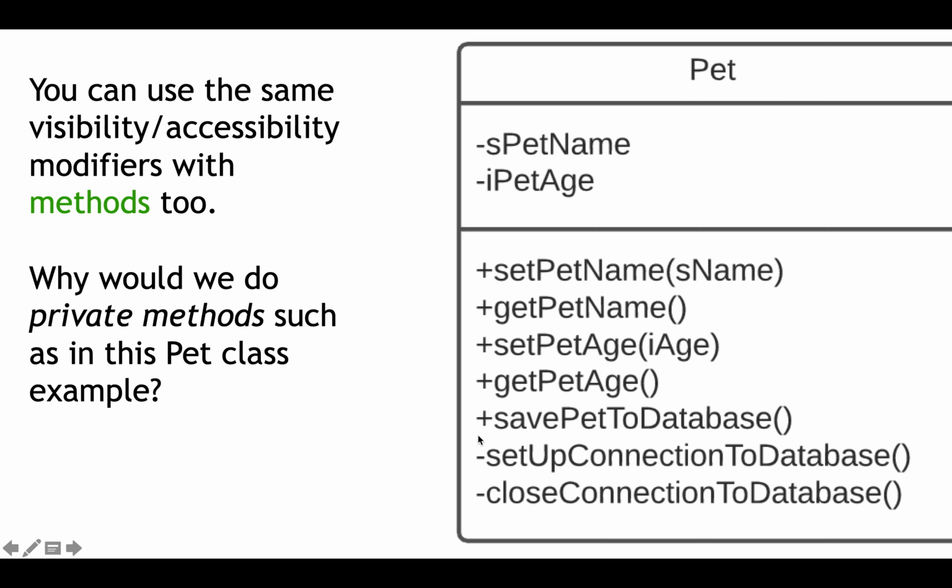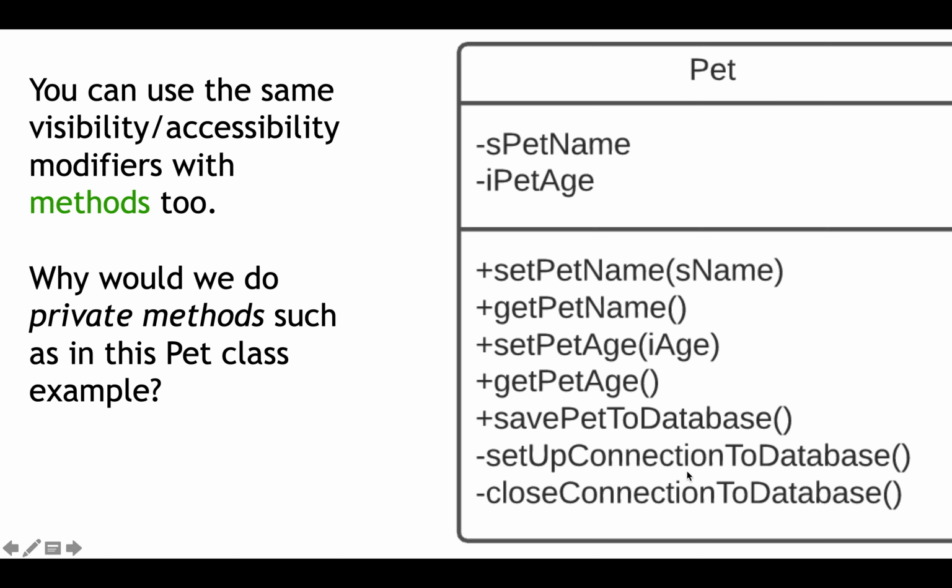And if I look down here, I see this method that says set up connection to database, and I think, oh, yeah, if I'm going to save a pet to the database, I probably need to open a connection first because that's how things work in programming. And then this one says close connection to database. Oh, yeah, probably at the end of doing whatever operation saves to the database, I want to close that connection again.